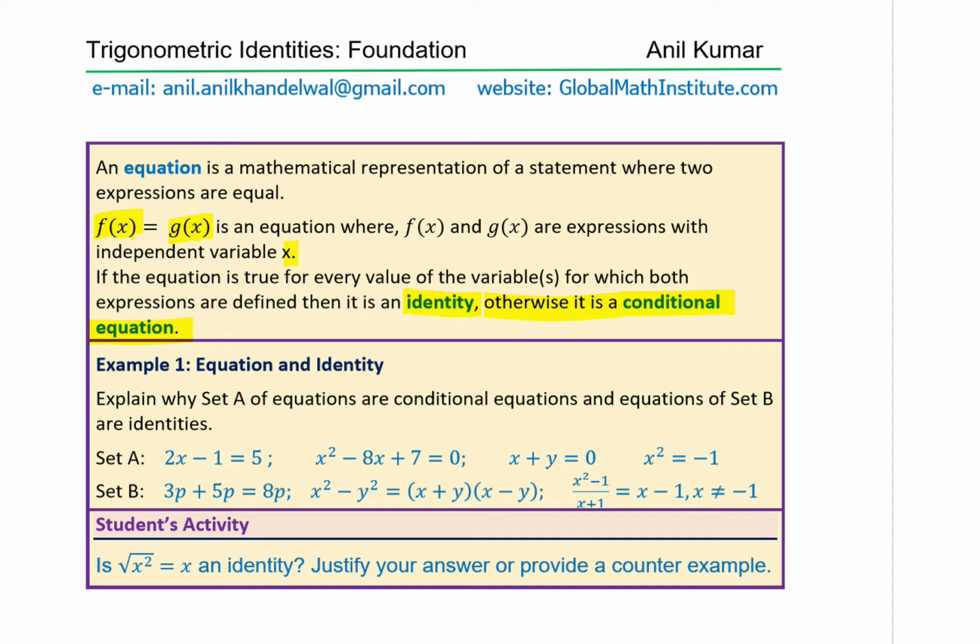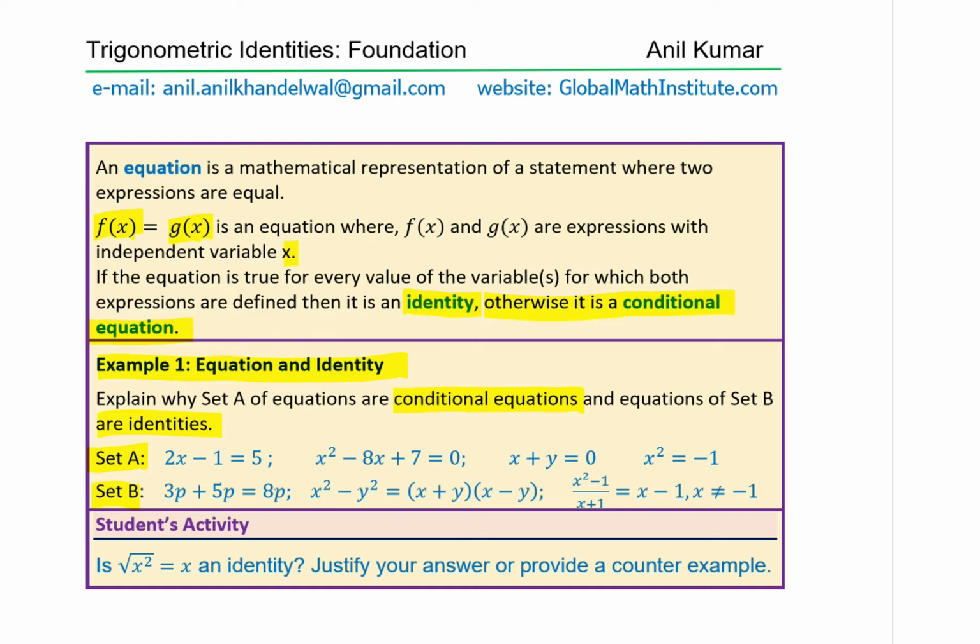Now, here is an example. You need to identify the identities from the given equations. The question here is: explain why the equations of set A are conditional equations and the equations of set B are identities. We are saying that set A are conditional equations and set B are identities. You need to explain why.